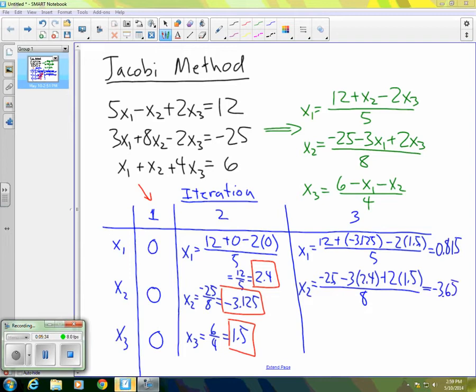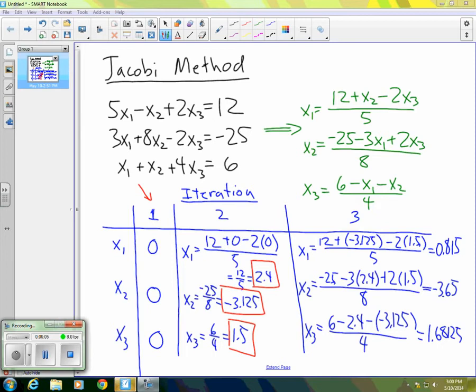And finally, to get our next x3, we use the equation 6 minus our previous x1, so that's 2.4, minus our previous x2, so that's minus negative 3.125, all over 4. And so the result here is 1.68125.